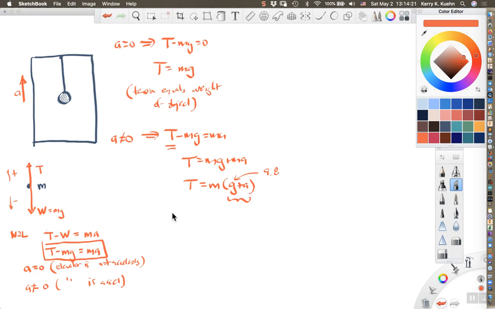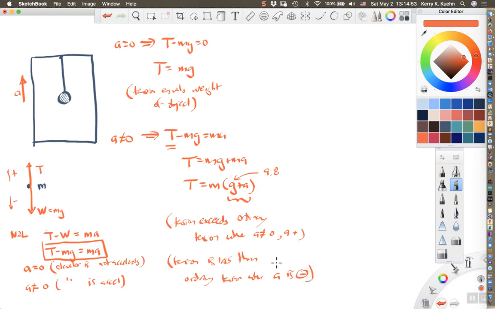In other words, the tension exceeds the ordinary tension when the acceleration is not equal to 0, and specifically when a is positive. And also notice that the tension is less than the ordinary tension when the acceleration is negative, so when you're accelerating downward or when the elevator is decelerating.